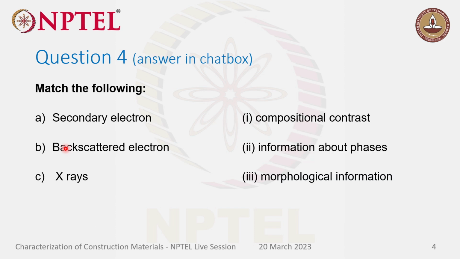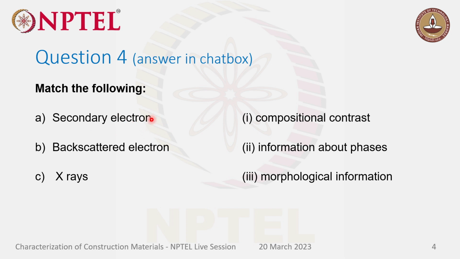Okay, so now let's move to question number 4. You have to give the answer for question 4 in the chat box. This is not launched in polls. It's a match the following question. There are 3 different modes in which scanning electron microscopy is done: secondary electron, backscatter electron, and X-rays. Using EDX, we'll be able to use the X-rays also. So we have to match the output from scanning electron microscopy to its application here.